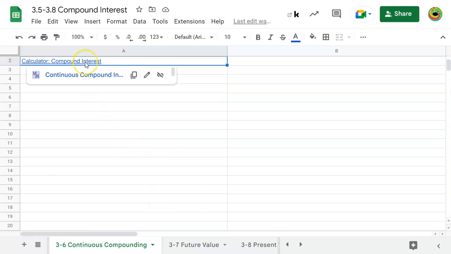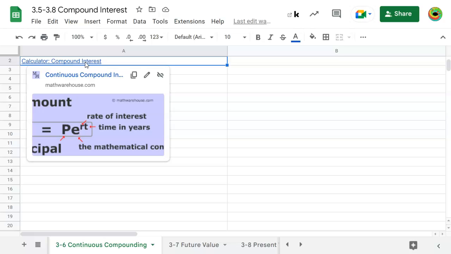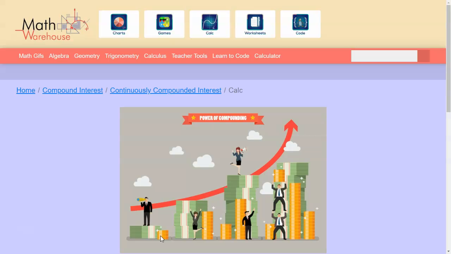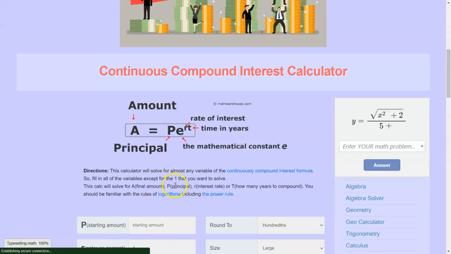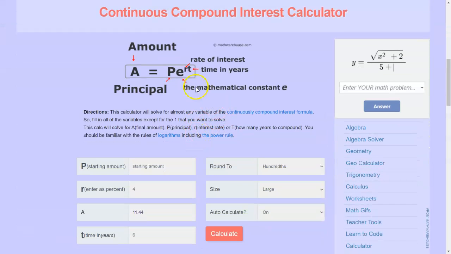And there's a bunch of them. If you just Google compound interest calculator or continuous compound interest calculator, there'll be a bunch of them. But this just gives a nice illustration of what everything stands for, all the different variables. It has all the same stuff, the rate, the time, the principal. It just has this new mathematical constant E that normally you don't see in any other type of calculation.